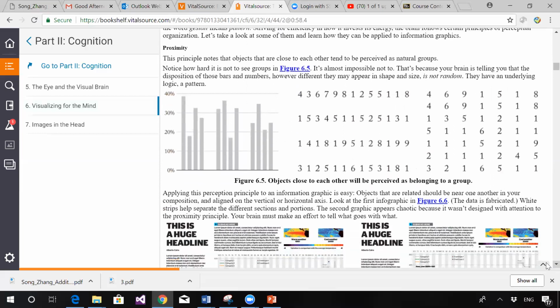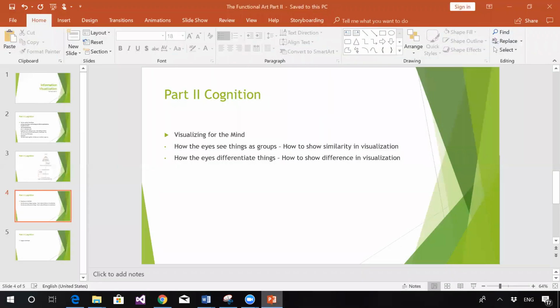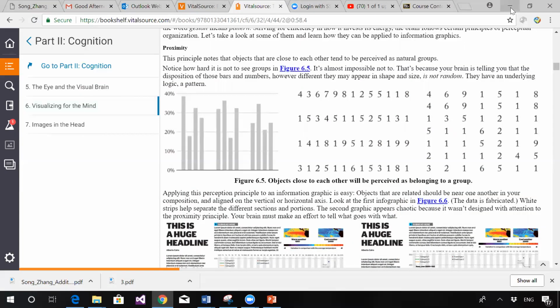Okay, from here we are going to discuss two things. One is how do we show that some things are in a group. The other is how do we show things are different from each other. Just like what I have written in my note, there are two things we are going to pay attention to. One is how the eye sees things as groups, how to show similarity in visualization. The other is how the eyes differentiate things, how to show difference in visualization. Okay, let's start.